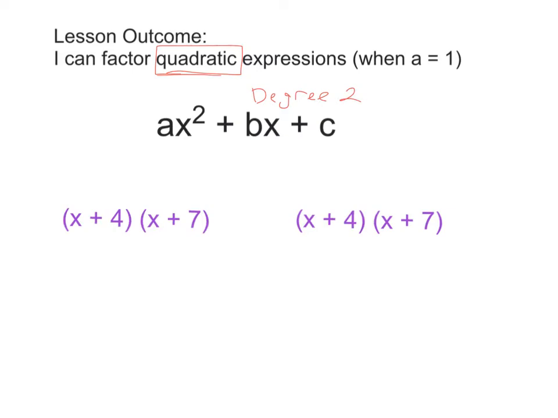The other thing I want to talk about really quick is when a equals 1 is the only type of factoring we're going to be doing in this unit, and a is obviously this value right here, and that is always going to be a 1. And if you think about how if it was a 1 written right here, 1x squared, you probably remember that typically we don't have to write the 1 right there.